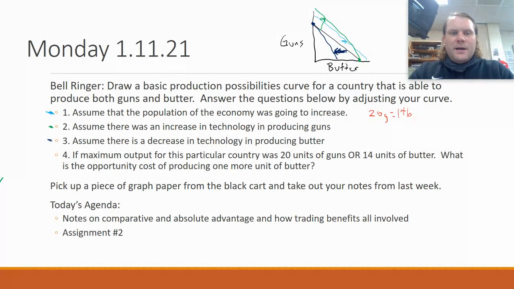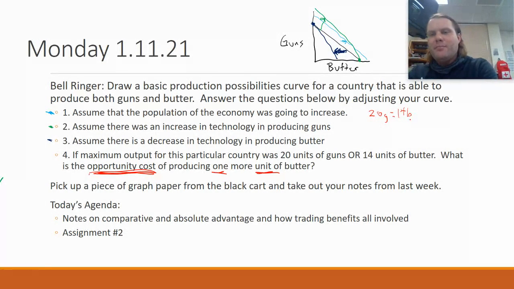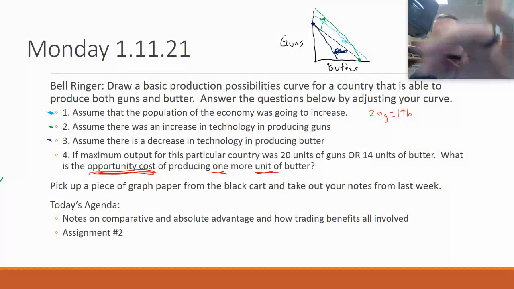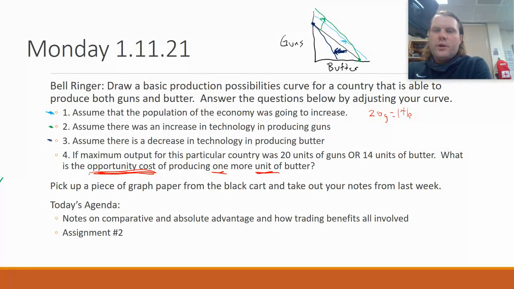Over here, I gave you some maximum outputs, similar to what we did the other day. And we're asking you, what is the opportunity cost? How much am I giving up to produce 1 unit of butter? So I've got to get B here by itself. So I've got to get 1B. The way that we're going to do that is we're going to divide by 14, and now we have 1B. So 1 unit of butter equals 10 sevenths. That's our answer right there, 10 sevenths.